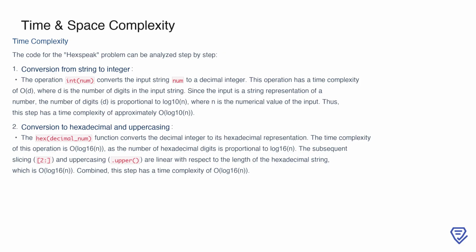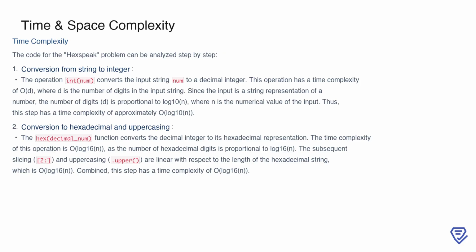This operation depends on the length of the string, which is proportional to the number of digits, denoted as d. Since the number of digits in a number grows logarithmically with its value, this step has a time complexity of approximately O(log10 n), where n represents the numerical value of the input. Next, the conversion of this decimal integer to its hexadecimal form using the hex(decimal_number) function has a time complexity of O(log16 n), as the number of hexadecimal digits also grows logarithmically with n.